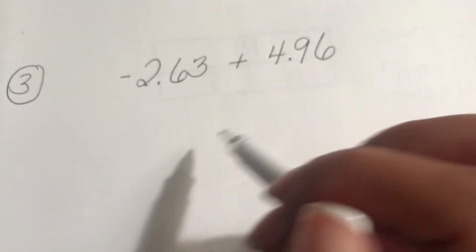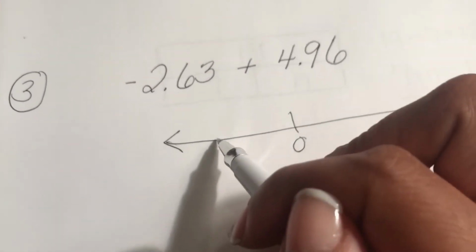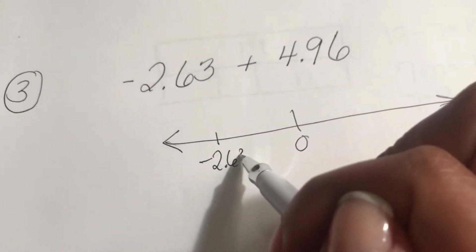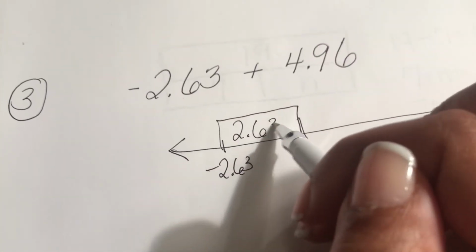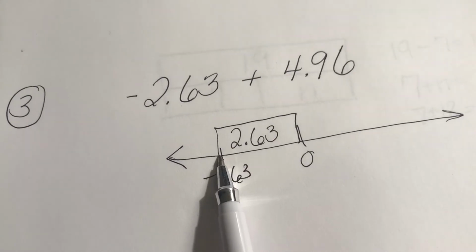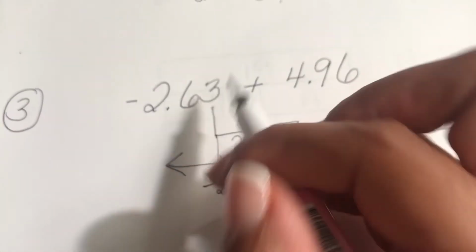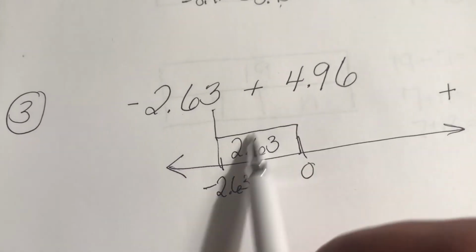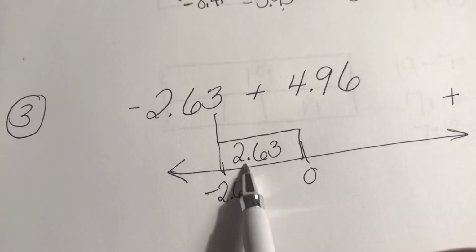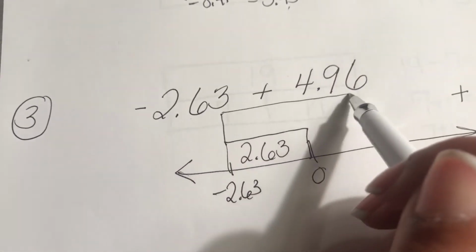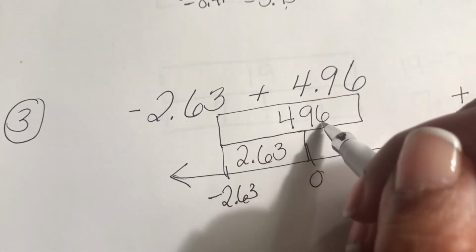So I'm starting here again. So I'm going to draw another number line. And I'm going to go to negative 2 and 63 hundredths. Again, my bar is how far am I from 0. And this time I'm going to add a positive. So that means I'm definitely going in this direction. And 4 and 96 hundredths is much bigger than 2 and 63 hundredths. So I know I'm definitely passing 0.